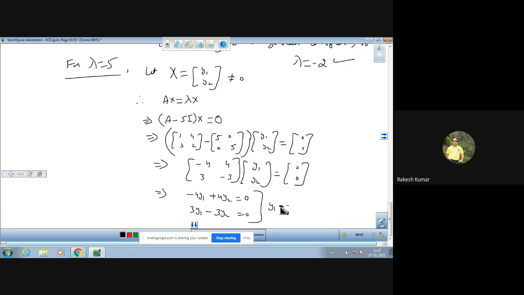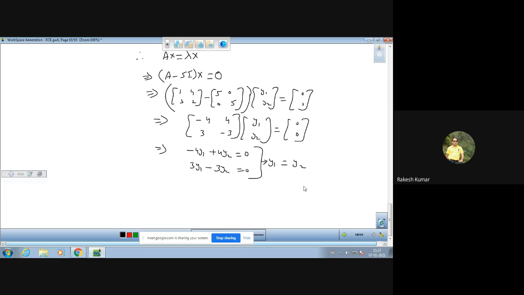Combining both, we get the same thing: y1 is equal to y2. You can check it. So the proportionate values will be y1 over 1 and y2 over 1. Therefore the next eigenvector is (1, 1), corresponding to lambda equal to 5. So this is the second eigenvector.